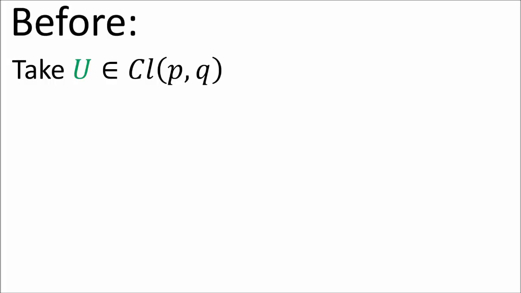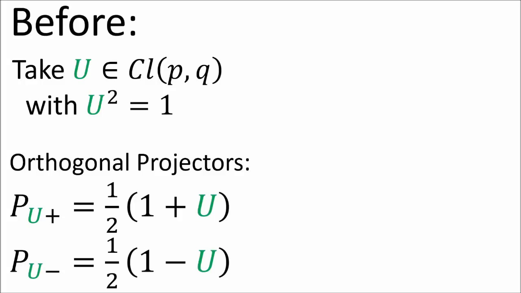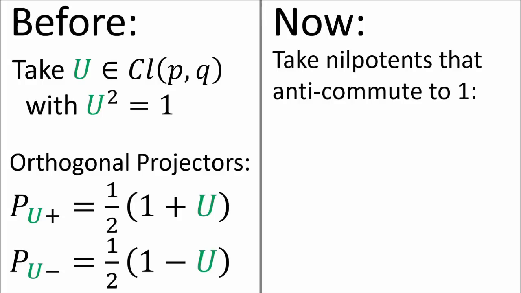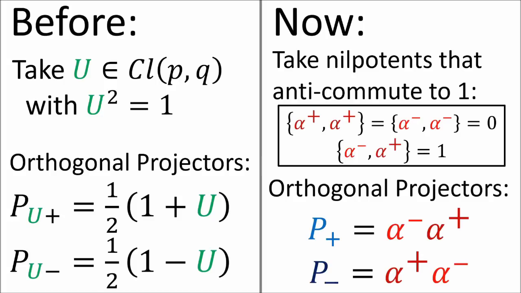Before, we defined projectors by finding an element U in our Clifford algebra that squared to plus 1, and then using the formula 1/2 times 1 plus U to define a projector. But now we have an alternative method for constructing projectors that uses nilpotents that anti-commute to 1.